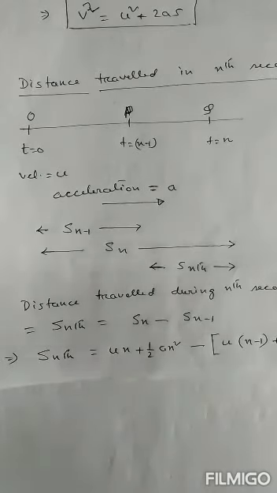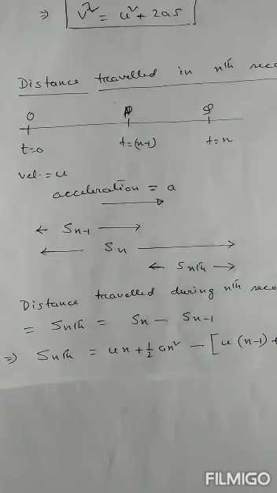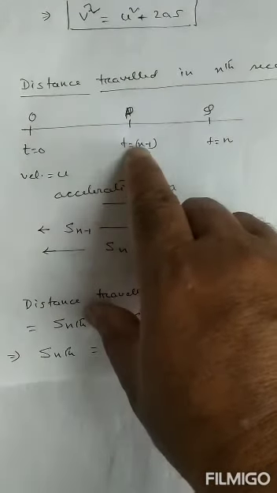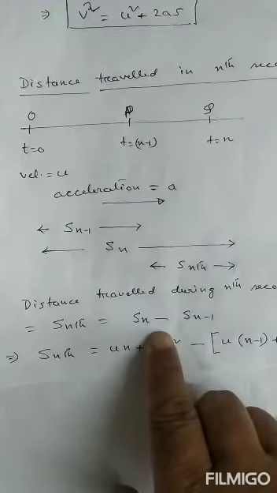Third second is 2 to 3. 2 can be written as 3 minus 1 to 3. Third second means 2 to 3. What is 2? 3 minus 1. So therefore, what is nth second? n minus 1 to n.